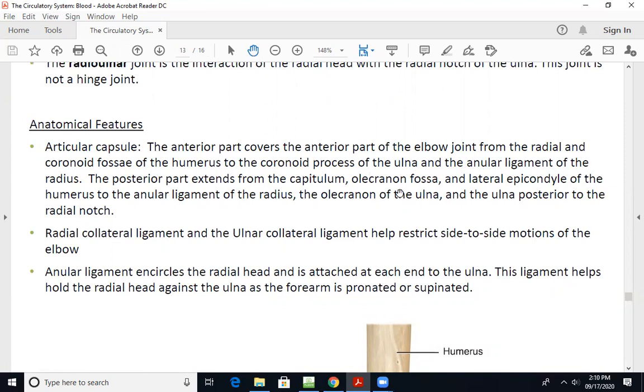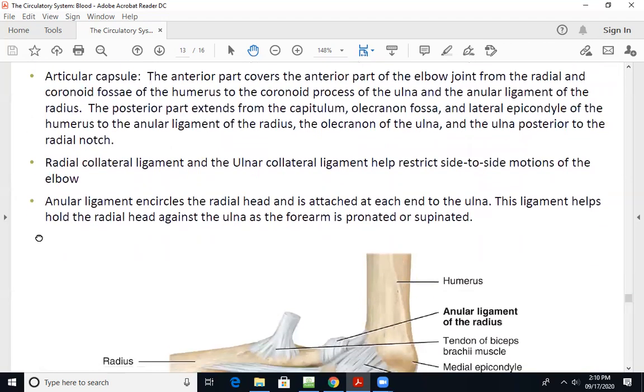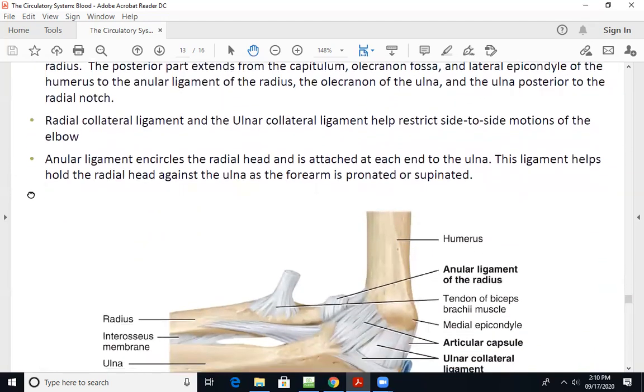The posterior part extends from the capitulum, olecranon fossa, and lateral epicondyle of the humerus to the annular ligament of the radius, olecranon of the ulna, and the ulna posterior to the radial notch. Not that you had to worry about that, but I went ahead and read it for you.